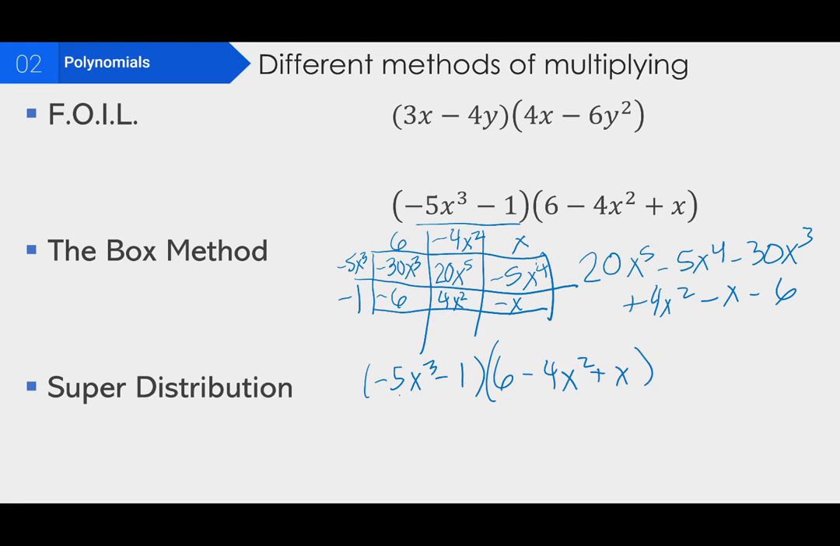But what they did is they wrote it out really as a distribution problem, because that's what it is. So they just took one term and put it in front of the whole second polynomial, and then did the same thing with the other one. Some people like it this way. Then you can combine like terms once you're all done, if there are any, which there aren't in this problem. So, three different ways to look at multiplication.